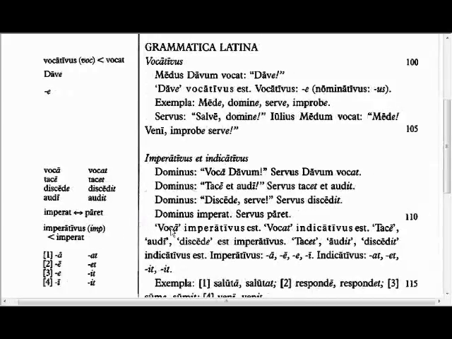Voca, down here, line 111, voca is imperative. Vocat is indicative. Tace, audi, disceda, they are all imperative. Tacet, audit, discedit are indicative. The imperative endings a, e, e, and i. The indicatives at, et, it, and it.